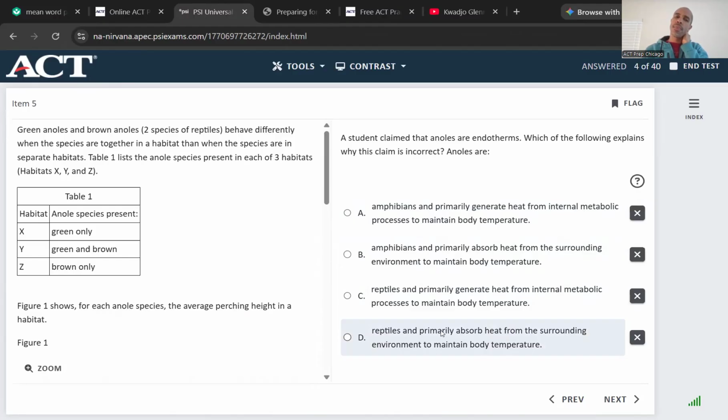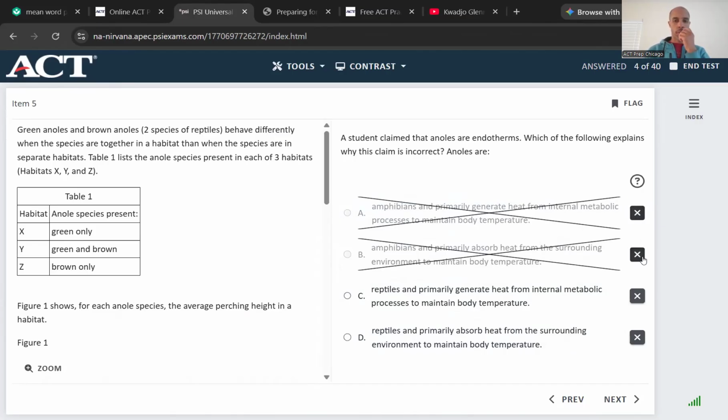Hmm. So this one requires background information. So first, I know there's amphibians, which are frogs, or are they reptiles? It says green anoles and brown anoles, two species of reptile, so it's right there. So we know we can eliminate what? A and B, because we know they're reptiles. Now, how do reptiles get their heat?